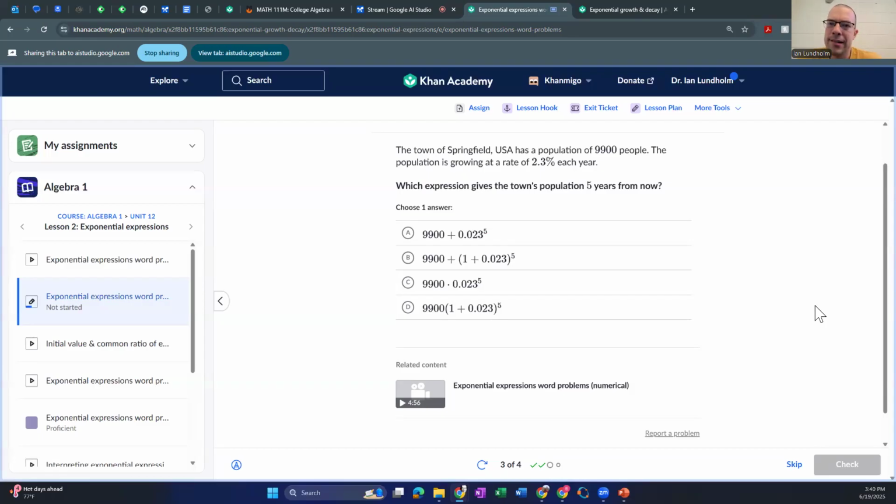Option B uses addition instead of multiplication for the growth. When the population grows by a percentage each year, you need to multiply by the growth factor for each year, not add the percentage increase. That's why option D, which uses multiplication, is the correct expression for exponential growth.